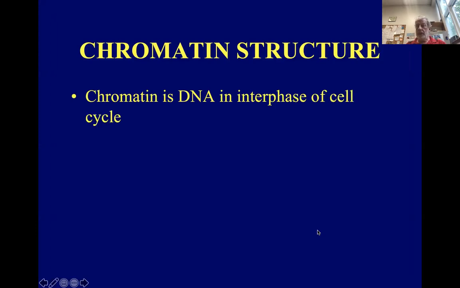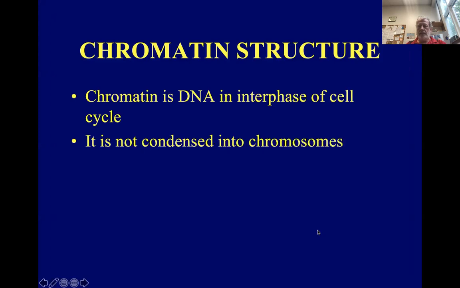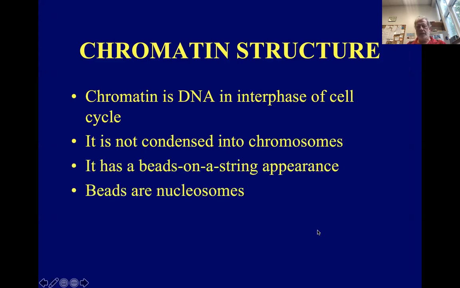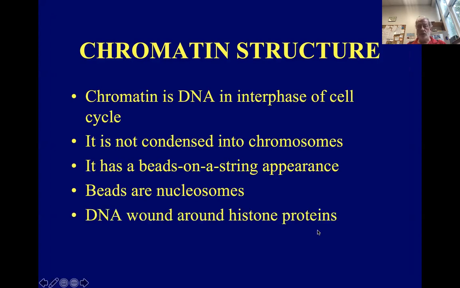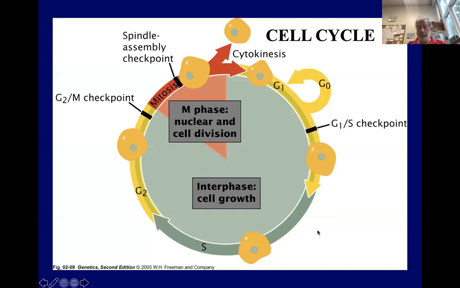Now, chromatin is DNA in the interphase of the cell cycle. It's not condensed into chromosomes. It has a bead on a string-like appearance. Beads are nucleosomes, which are DNA wound around histone proteins. So here's showing the cell cycle. That M phase, that's the only time chromosomes are in existence. During interphase, the DNA is in the form of chromatin, not chromosomes.